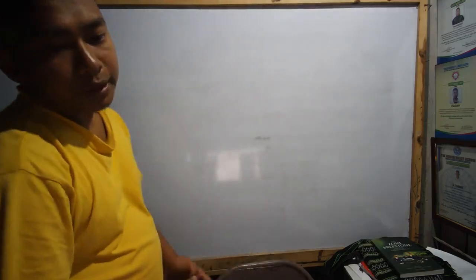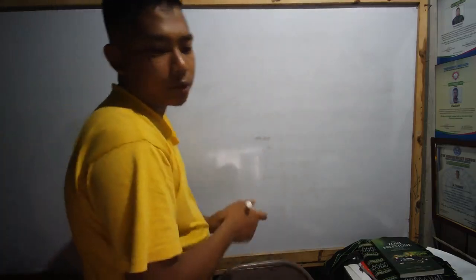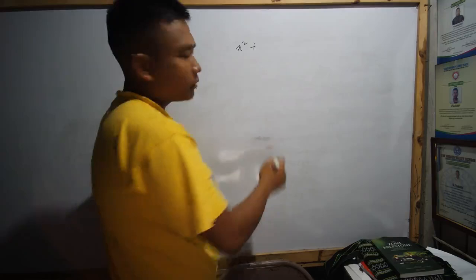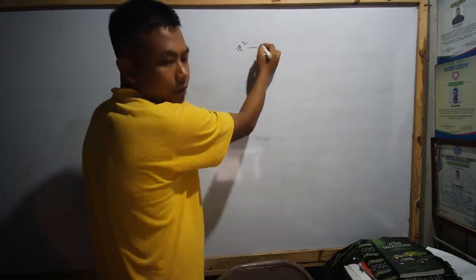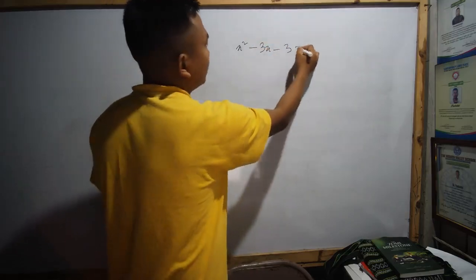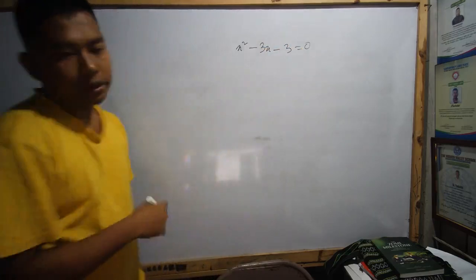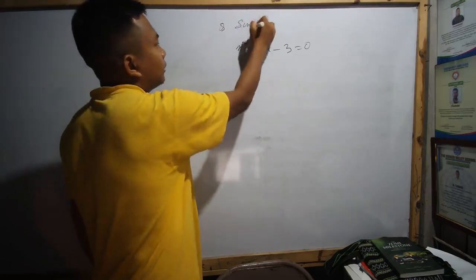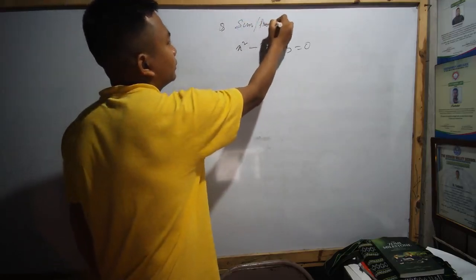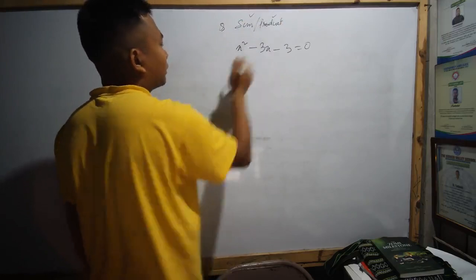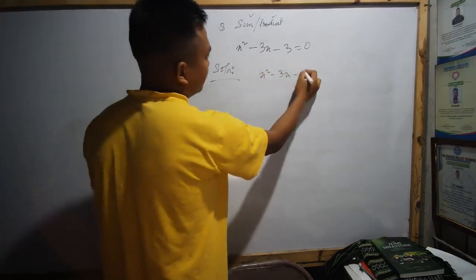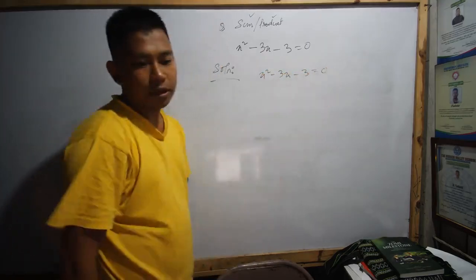Without solving, find the sum and product of the roots of the following quadratic equations. x square minus 3x minus 3 is equals to 0. Question, find the sum and product. The given equation is x square minus 3x minus 3 is equals to 0.